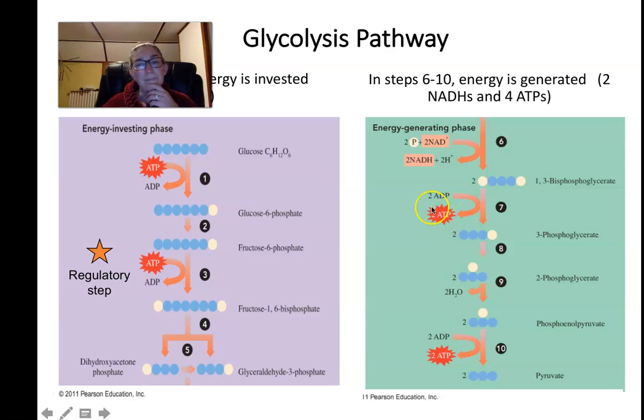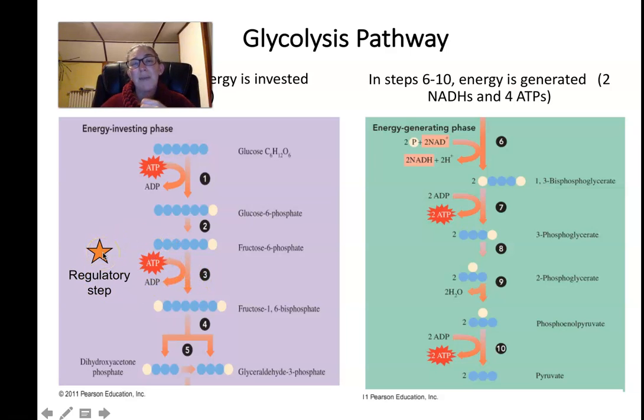So that's why glycolysis does actually generate a little bit of ATP. You'll also notice here, step 6, this is where that NADH is made, where NAD plus is reduced, so it gains hydrogen and becomes NADH. I also have a star here in the first half next to step 3. We'll see that this is the regulatory step of glycolysis.